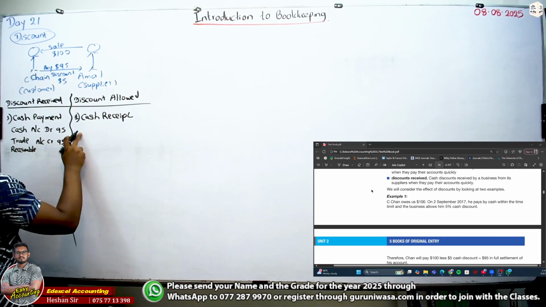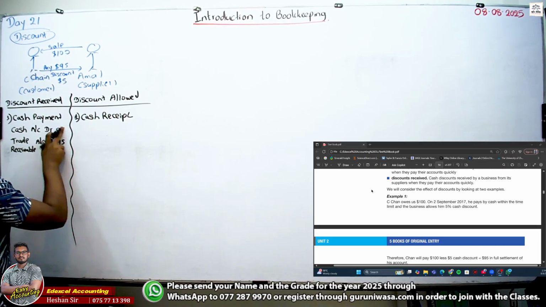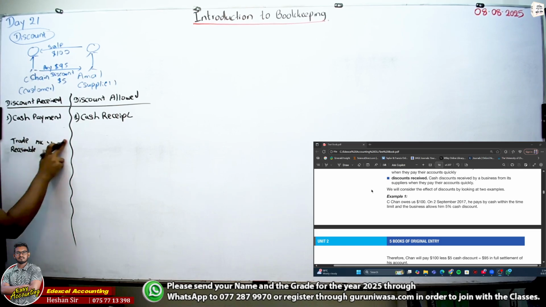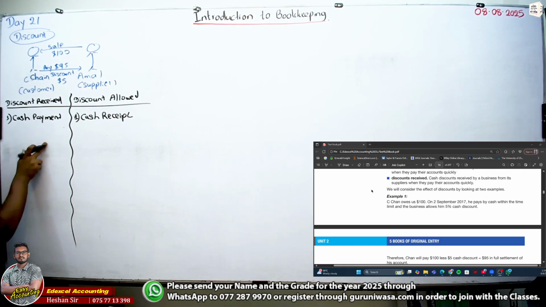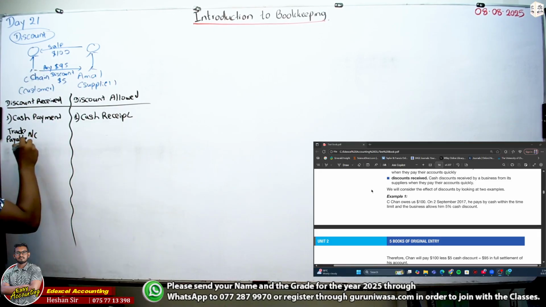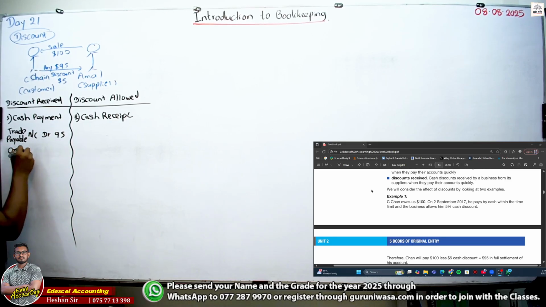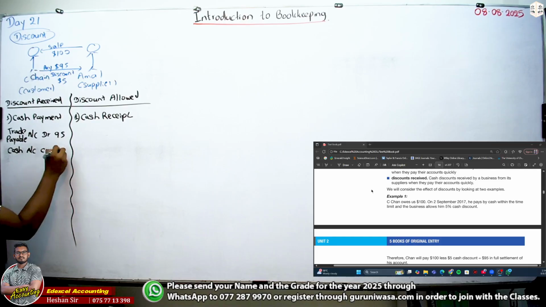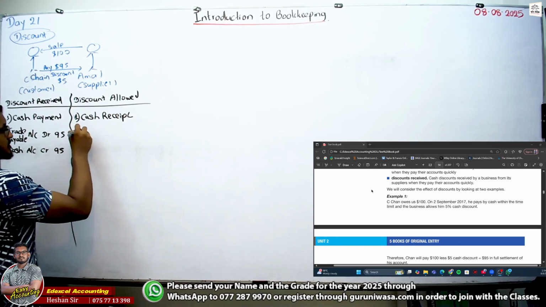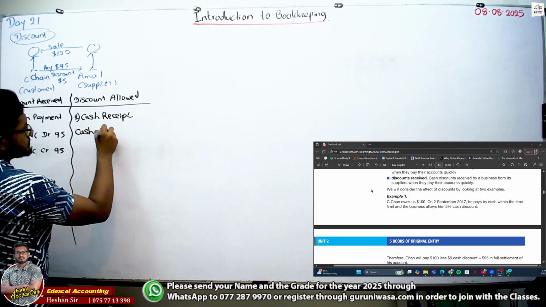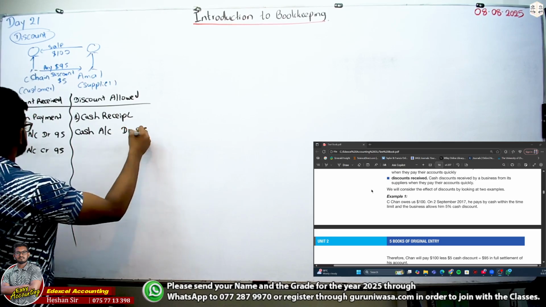Sorry, the customer is the one who is paying, so this should be changed. So trade payable account debit. Why? Initially this person purchased goods on credit, so this person identifies the supplier as a creditor, trade payable. Trade payable account debit 95, cash account credit 95. From the supplier's side, since he received the cash, cash account debit 95.